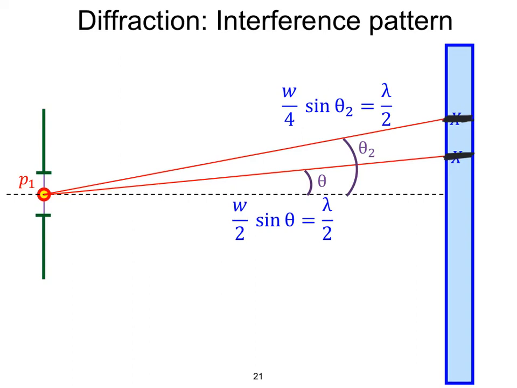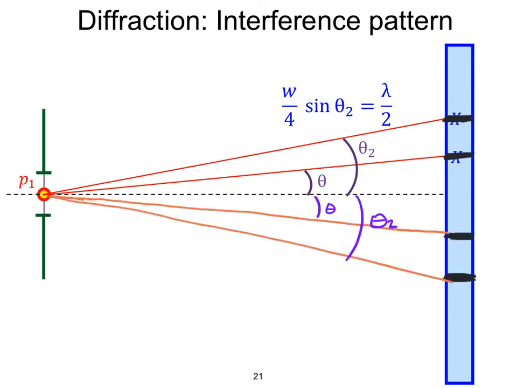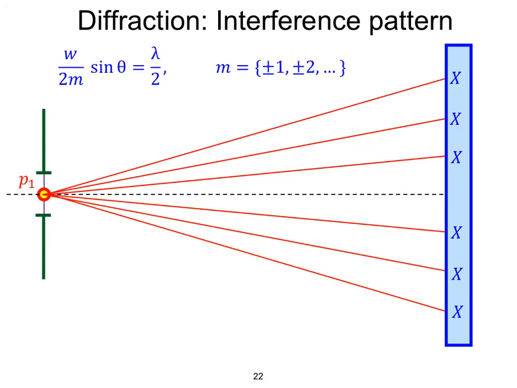This creates another pair of dark fringes on the screen, one for theta 2 measured above the center line and another for theta 2 measured below the center line. We can keep doing this indefinitely, using the width of the slit divided by successive even integers, until the angle exceeds the maximum angle at which light will diffract, or until the point on the screen is so far away that light will no longer have measurable intensity, or until we just run out of screen.